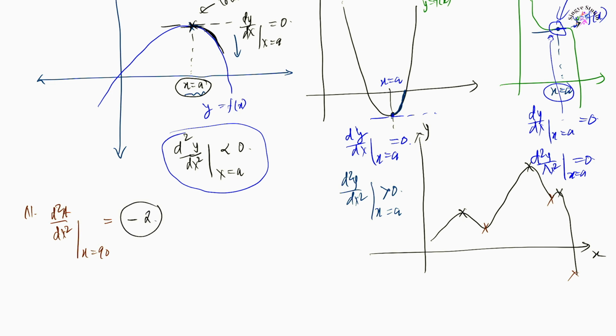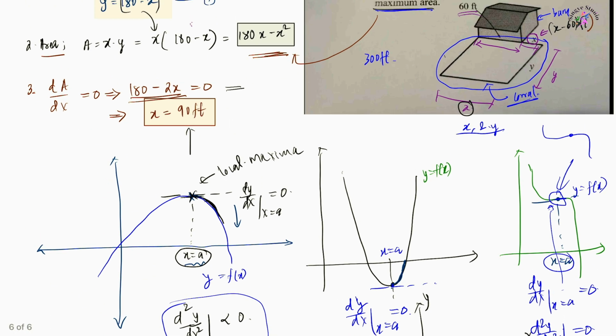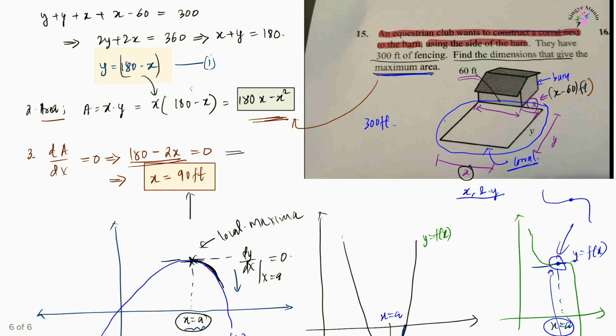So it is less than 0, which means that after it passes x equals 90, the slope becomes negative, which means the graph hits the maximum at x equals 90 and then decreases. The graph has a local maxima, which means that at x equals 90 the area will be maximum. Okay, therefore we have proved that if we choose x equals 90 feet, then you will get the maximum area and you will get the minimum perimeter.